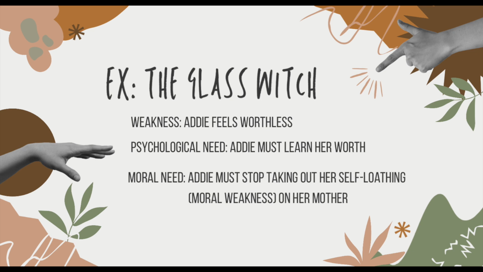In my books, I did employ both. So for example, with The Glass Switch, my main character's weakness is that she sees herself as worthless. Psychological need would be that Addie needs to learn her worth. Moral need is that Addie needs to stop taking her self-loathing, which is the moral weakness, out on her mother.